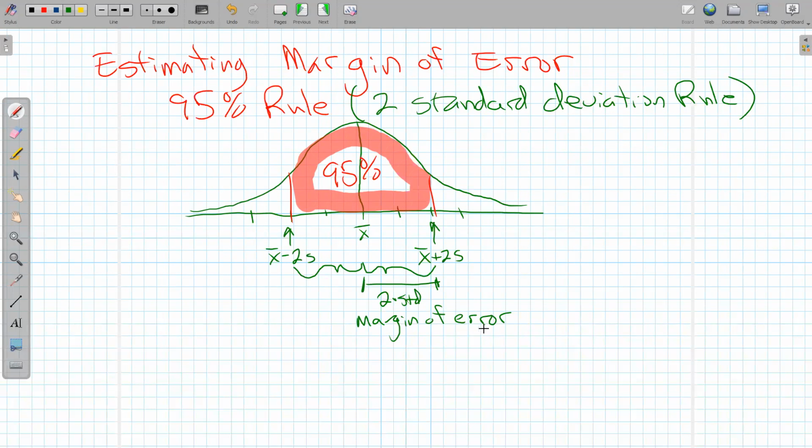And what this builds is, instead of X bar being the estimate, a single number being the estimate, we now have this kind of window that we think the actual value is. And so StatKey can help me do that. We'll do more with this in just a minute.